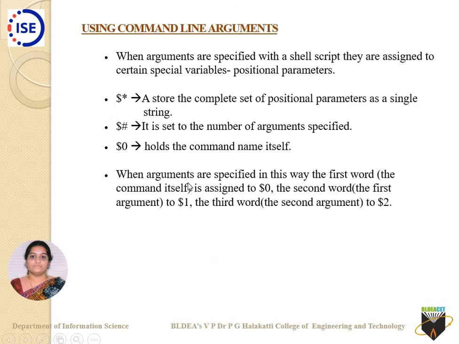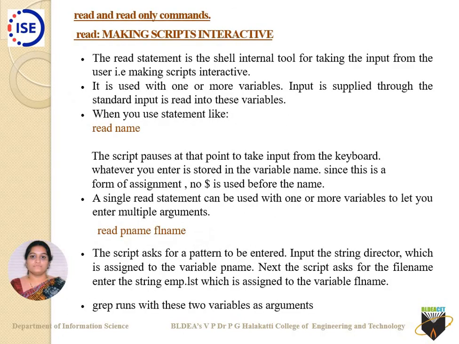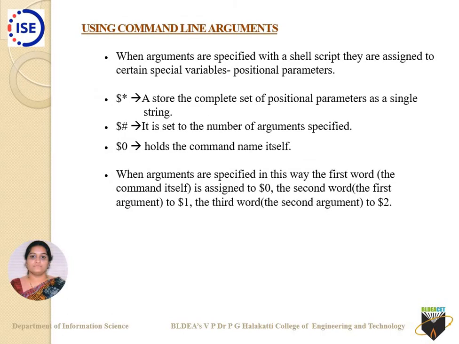So what are these command line arguments? For example, you have $*. This is one command line argument, then $#, $0, then $1, $2, $3, and so on. Just now I said director, emp.lst, so it goes accordingly as $1, $2, $3, $4, like this. How many command line arguments do you want to give? You can give any number, and those are all called command line arguments.